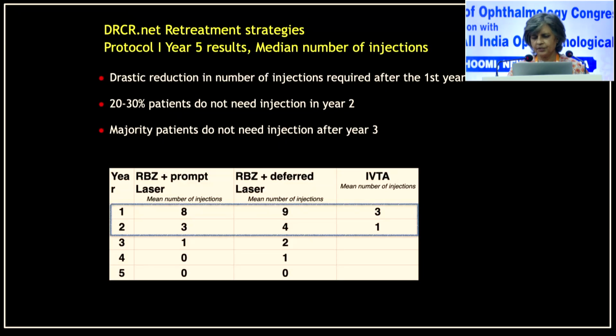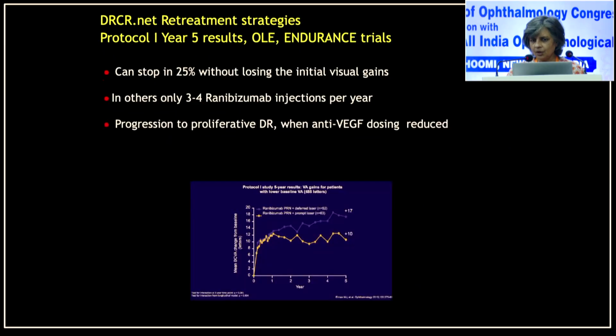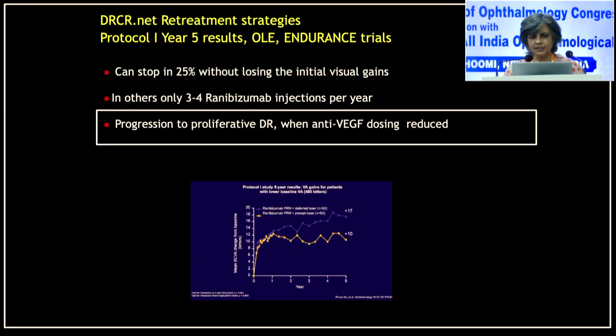So prompt treatment is also important. Now, how long do we need to give these injections? Unlike AMD, these injections can be reduced significantly after the first year. Up to 20 to 30% of the patients do not need injections even in the second year, and almost no patient may need after the third year, without losing the visual benefits that they got in the first year.